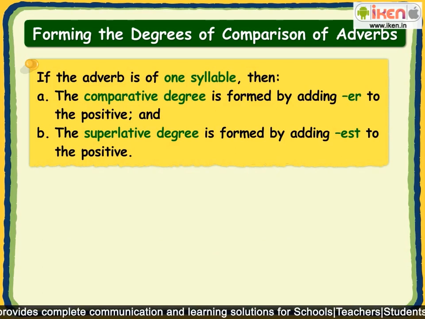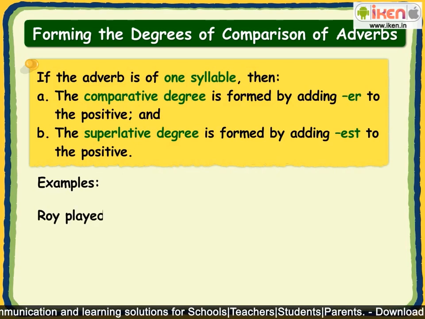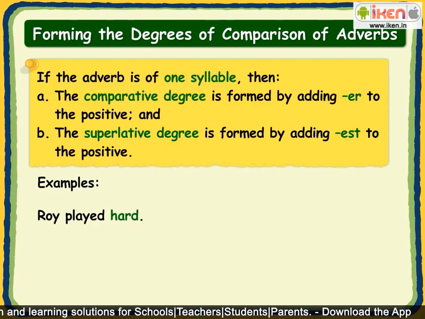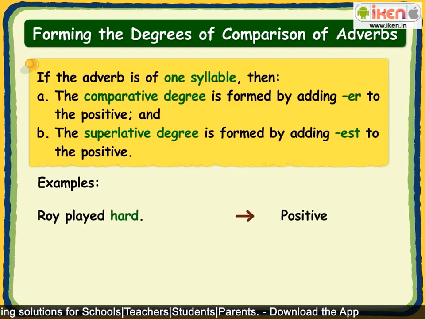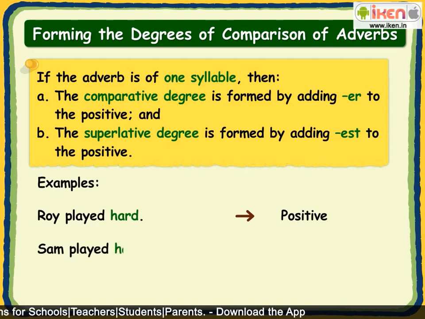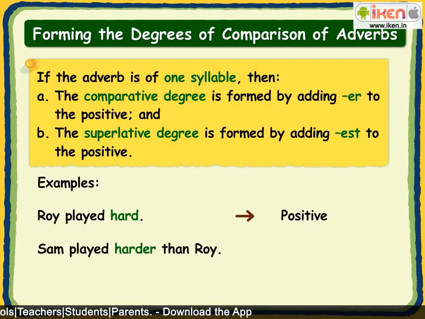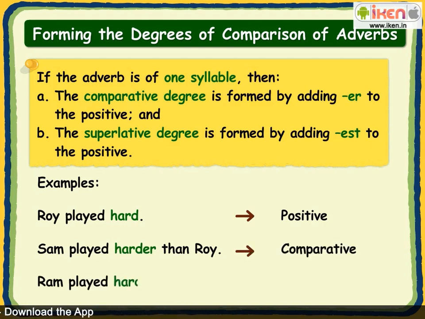Let us use these three forms in sentences. Roy played hard. This sentence is in the positive degree. Sam played harder than Roy. This sentence is in the comparative degree. Ram played hardest of all. This sentence is in the superlative degree.